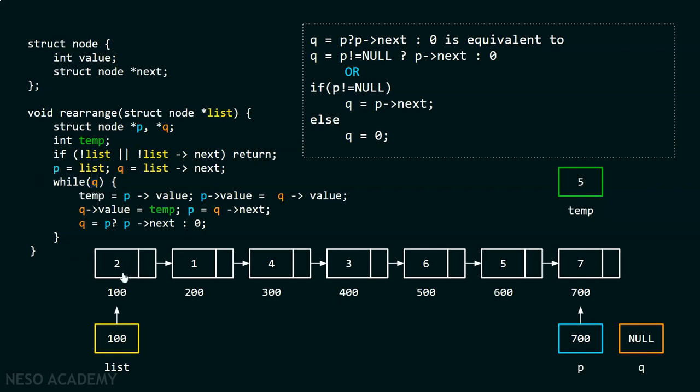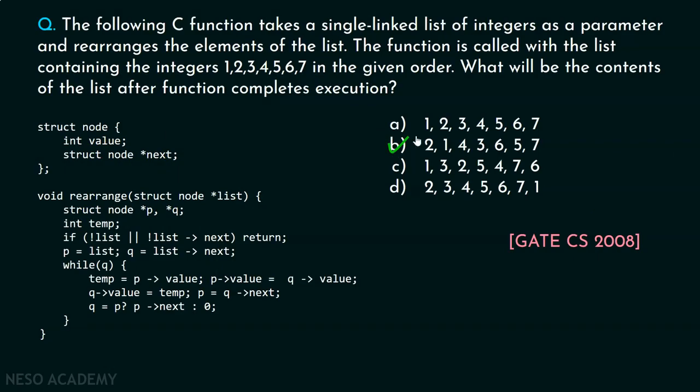So this is the result so obtained: 2, 1, 4, 3, 6, 5, 7. Isn't that so? So it is clear that option B is the correct option. 2, 1, 4, 3, 6, 5, 7.